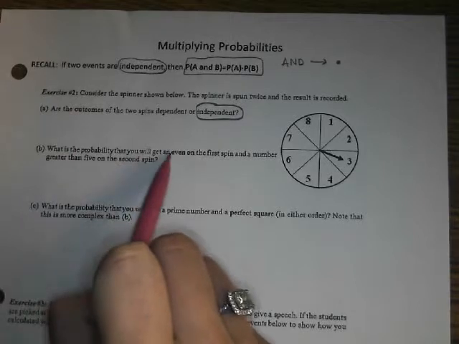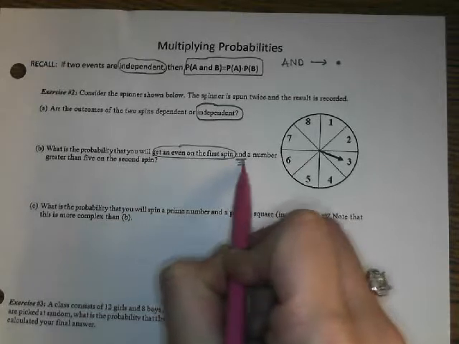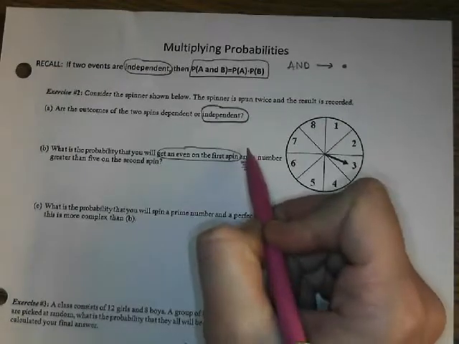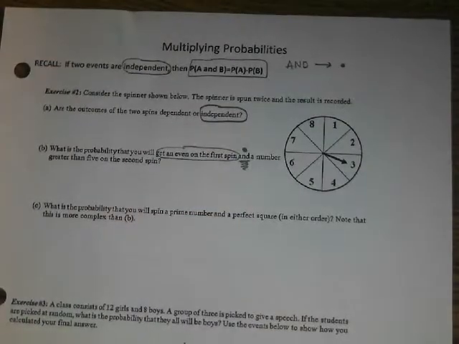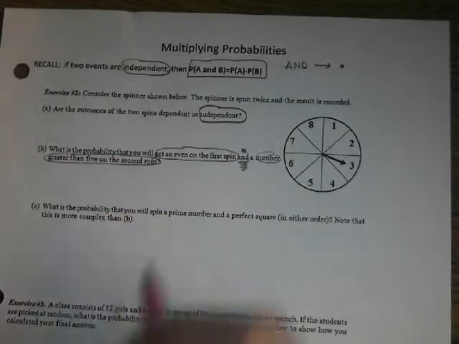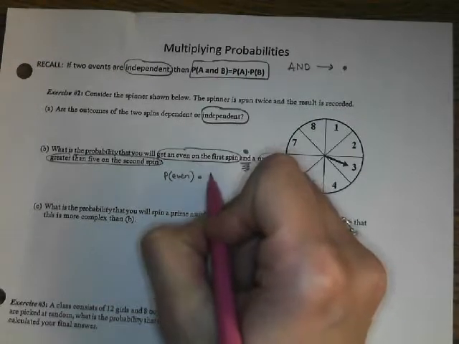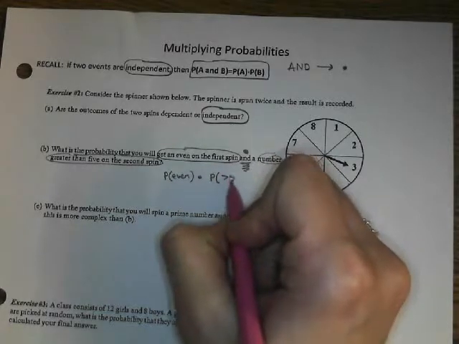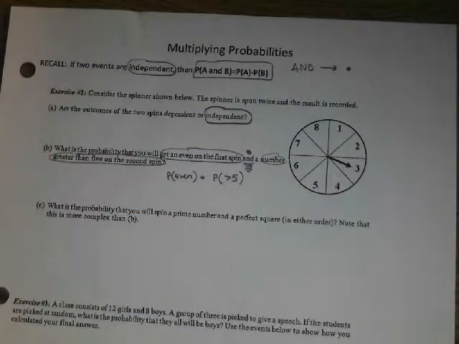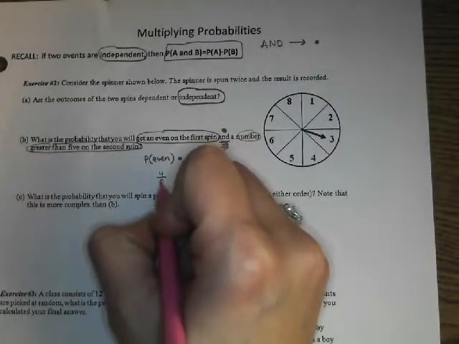So what is the probability that you will get an even on the first spin? And, because we know that they're independent, now we can do multiplication. A number greater than 5 on the second spin. So we're looking at the probability of an even times the probability of getting a number greater than 5. Morgan, what is my probability of getting an even number? 4 out of 8. Times.